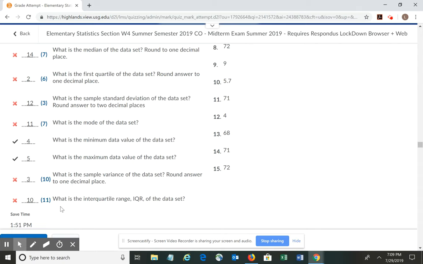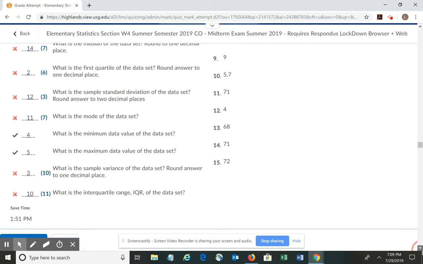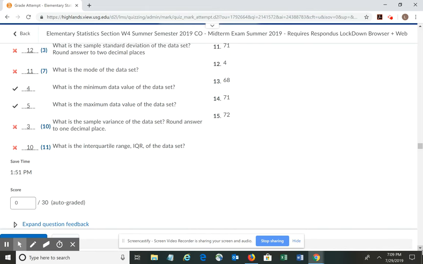So of that grouping, she had some correct, some wrong. She got 5 wrong. Each one in that set is worth 2 points, so she actually missed 5. That's 10 points. 30 minus 10, she earned 20 points on that particular question.